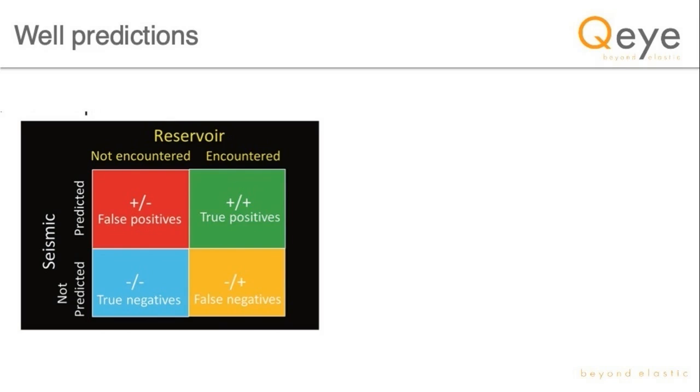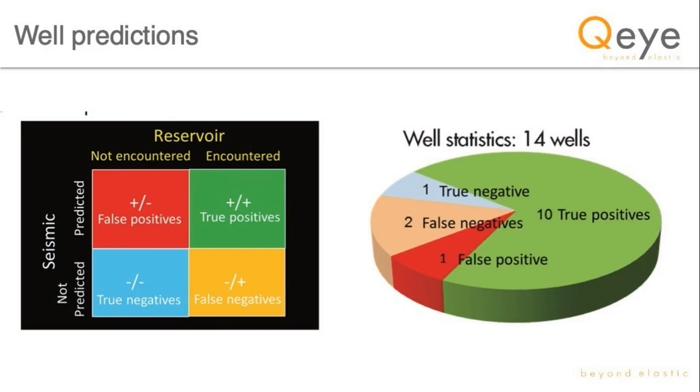Of course, those are the ones we want to avoid. We then look for the statistics for these 14 blind wells in total. You see that there is 10 true positives and one true negative. So in total, 11 out of the 14 wells turned out to have the correct prediction of the subsurface. So it both tells you something about the quality of the seismic data, that it has a very high ability to do the right predictions, and of course also tells you something about the quality of the inversion process.